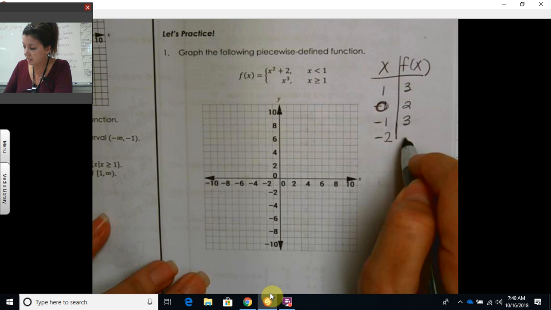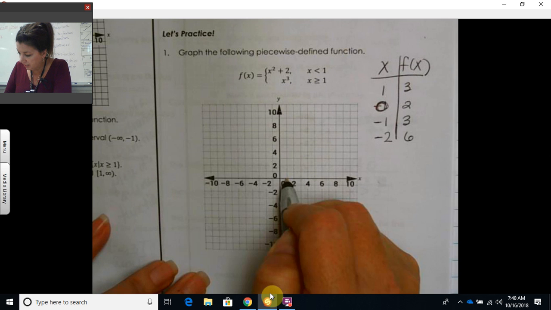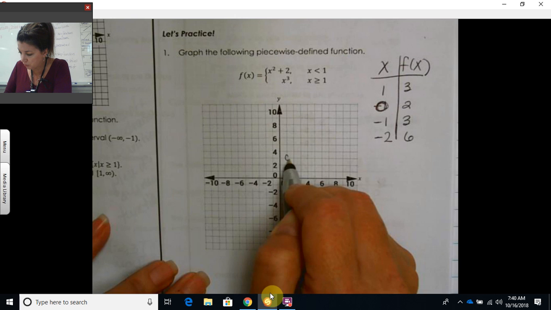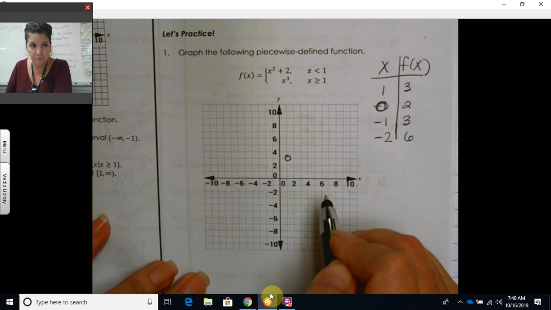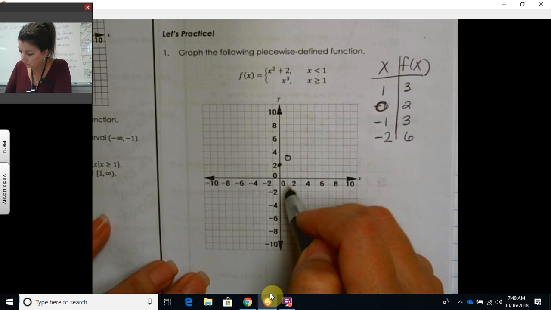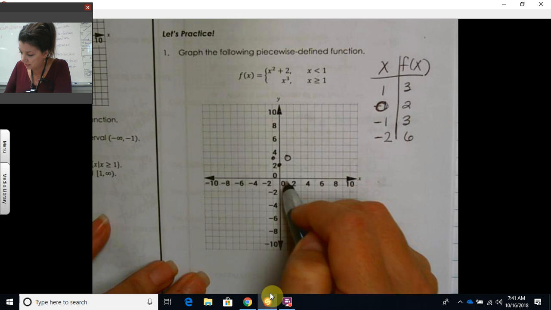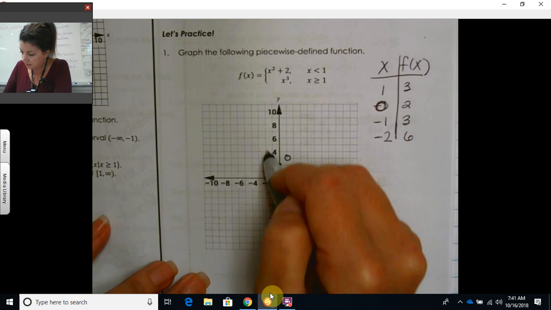So let me go ahead and graph those ordered pairs and then see if I need to find more. So when x is 1, y is 3. It does not include this point, so it's an open circle, right? Because it does not have the or equal to part. When x is 0, y is 2. When x is -1, y is 3. When x is -2, y is 6.